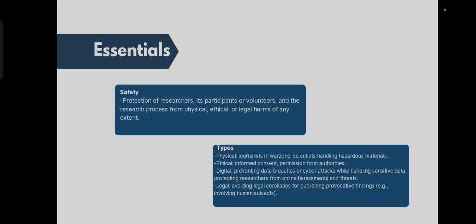There is also digital safety. This is very important. This means preventing data breaches or leaks or cyber attacks while handling sensitive data. This also involves protecting researchers from online harassments and threats or any kind of bullying. Legal safety refers to avoiding legal consequences for publishing provocative findings, like any research which involves human subjects.